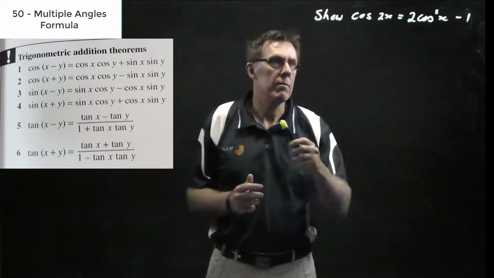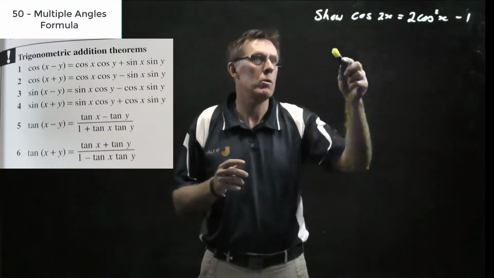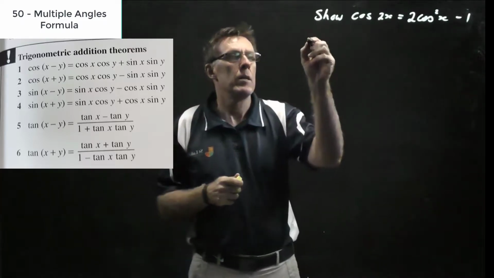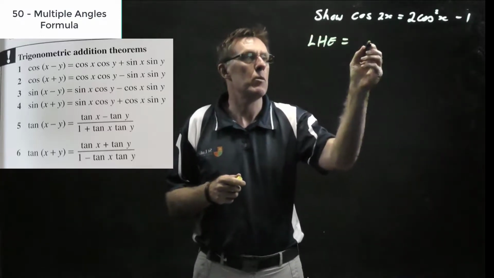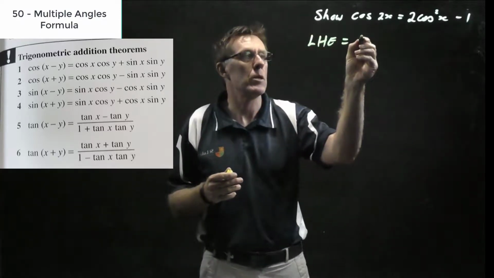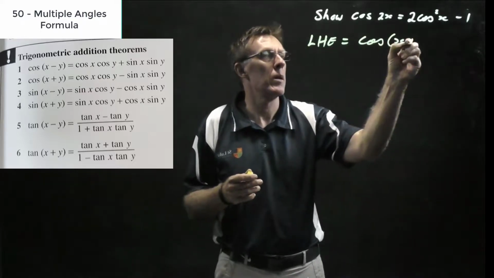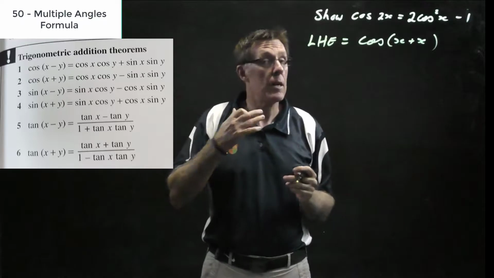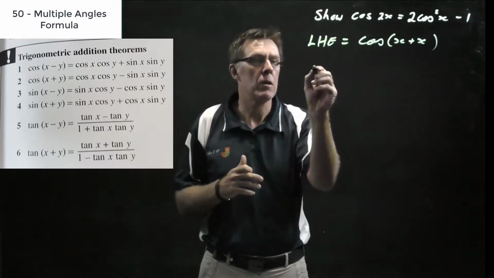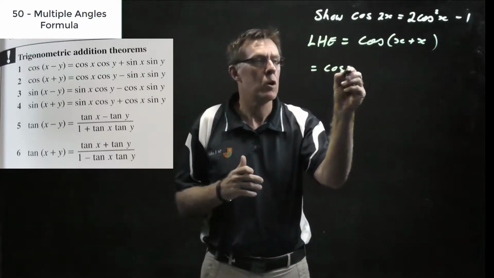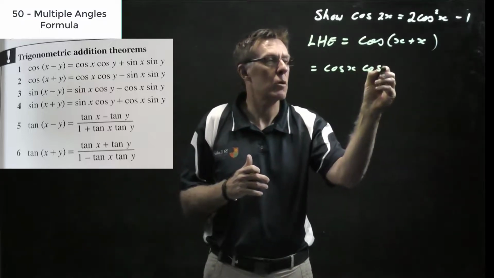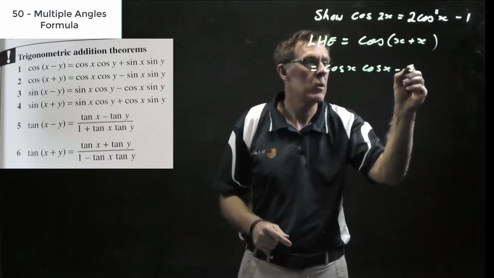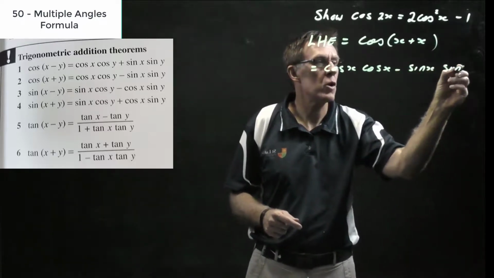First of all, here is a basic example. Show that cos 2x equals 2 cos squared x minus 1. So let's work our way through that. Left-hand expression, I'm going to write the left-hand expression as cos of x plus x. So there's our 2x. Using the expansion, that's going to give me cos x times cos x, take away sin x times sin x.